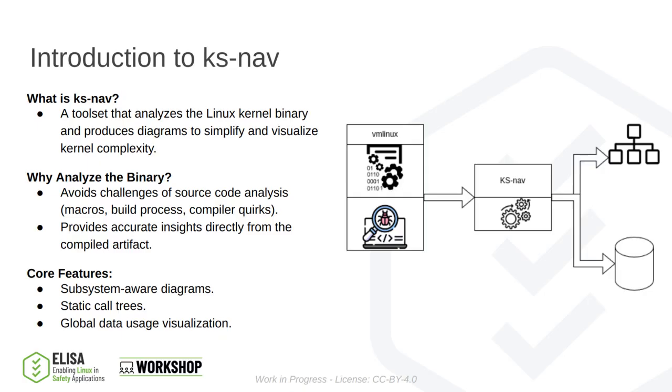But wait, why analyze the binary when you have the source code? Great question. The answer is because the source code is like that one friend that over-explains everything. Source code is full of macros, compiler quirks, and build steps that can make your analysis really complex. Instead, analyzing the binary skips all the drama and gets straight to what's really going on. It's like skipping the director's cut and watching the actual movie.